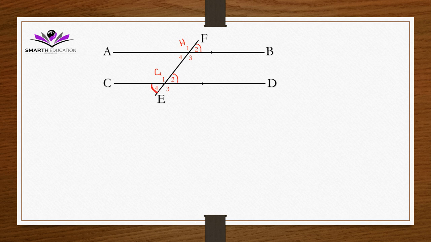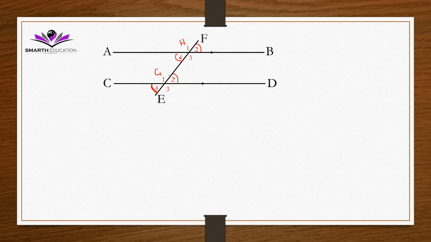Equal to G4? Because they are vertically opposite angles. Right, even H4 here is going to be equal to H2 because they are vertically opposite angles. Any other angle that is equal to G2? We've done all of them, okay?